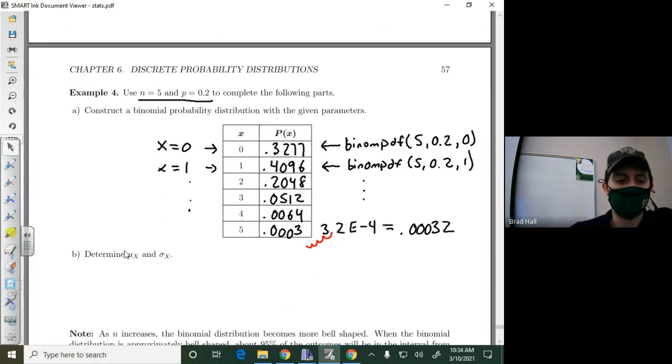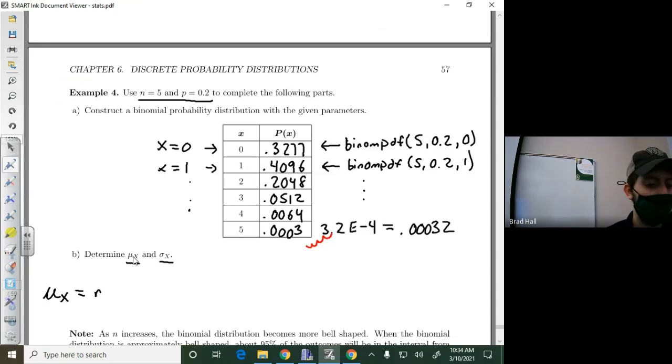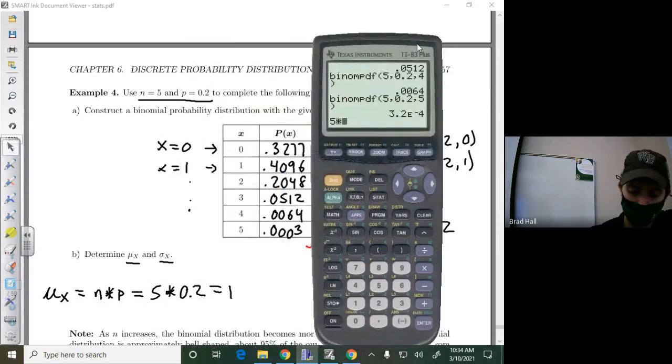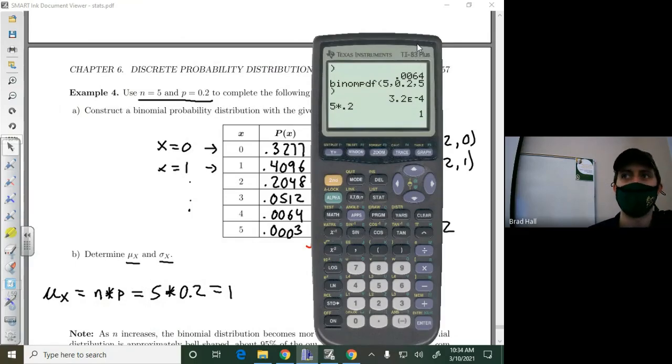Now it goes on to ask for us to determine the mean and the standard deviation. The mean is simply n times p. N is 5. P is 0.2. It's as simple as that, which I believe is just 1. Let's check and make sure. 5 times 0.2. You're taking a fifth of 5, so that's just 1. So that's the mean. Pretty simple formula.